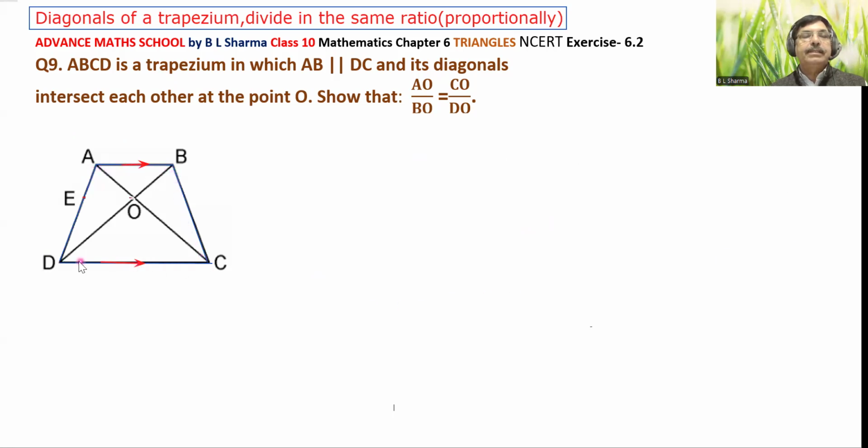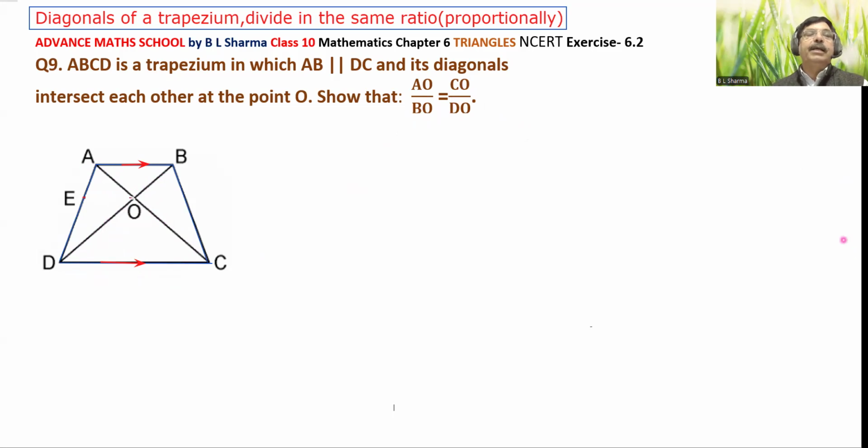ABCD is a trapezium in which AB is parallel to DC, and diagonals AC and BD intersect at O. We have to prove that AO upon CO is equal to BO upon DO, or on cross multiplication AO upon BO is equal to CO upon DO. ये हमें प्रूव करना है.